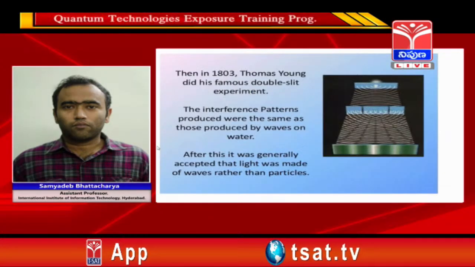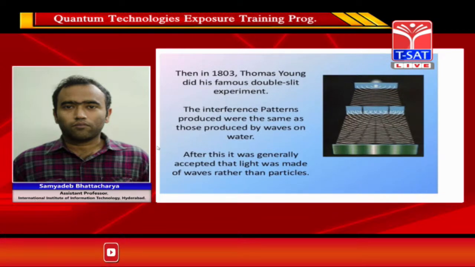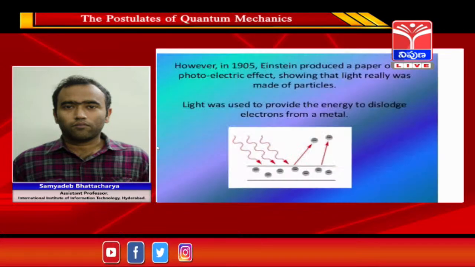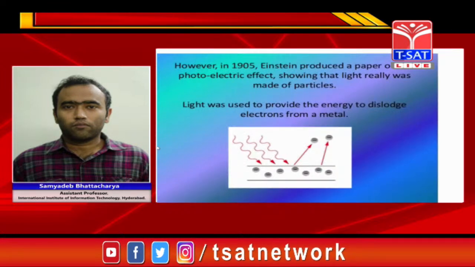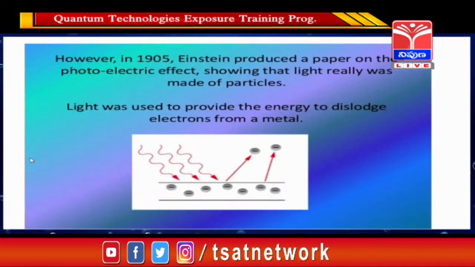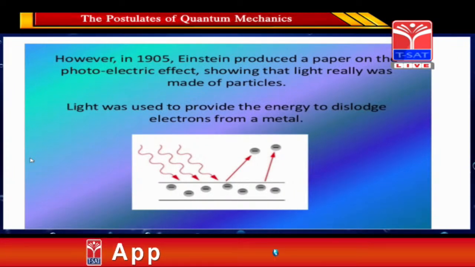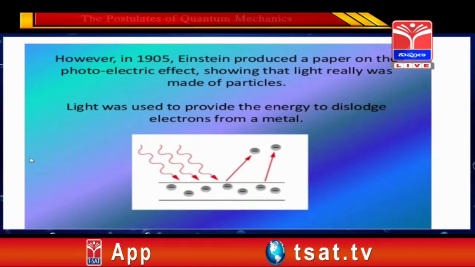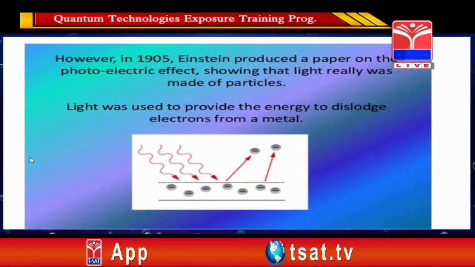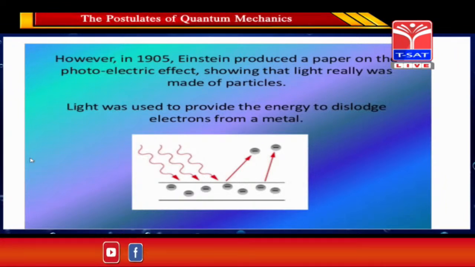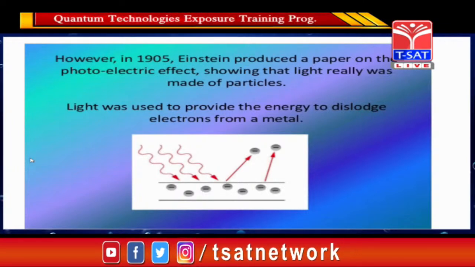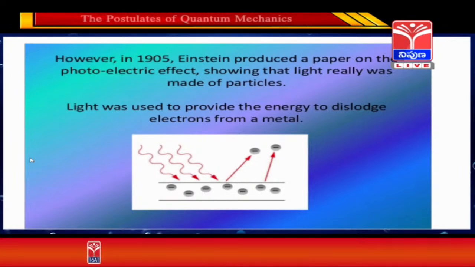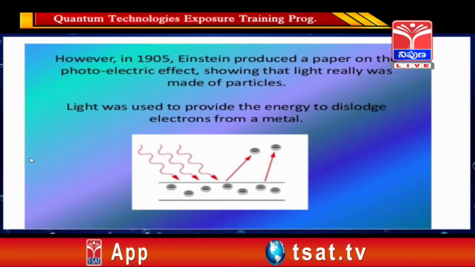I'm talking about Thomas Young, who gave this interference experiment, and after that diffraction and all that. But in 1905, Einstein produced a paper on something called the photoelectric effect, showing that light really was made of particles. So what is this photoelectric effect? There are some metals which, if you light them up, electrons are dislodged from them, crudely speaking.